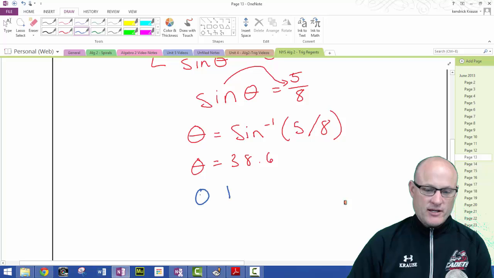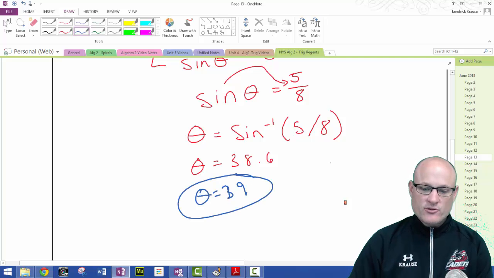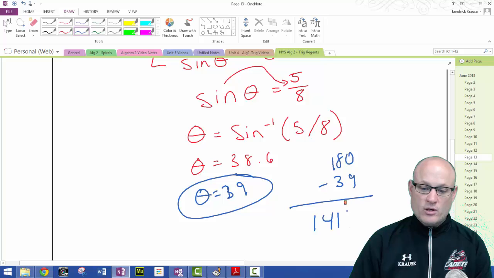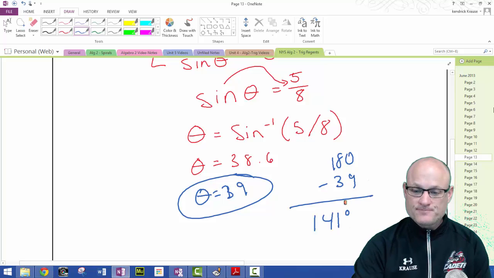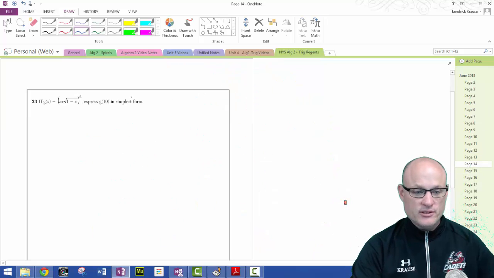So this gives me theta equals 39 degrees, but that's not obtuse. So what you have to do is take 180 and subtract off 39, and you get 141 degrees, and that would be your answer. Page 14.